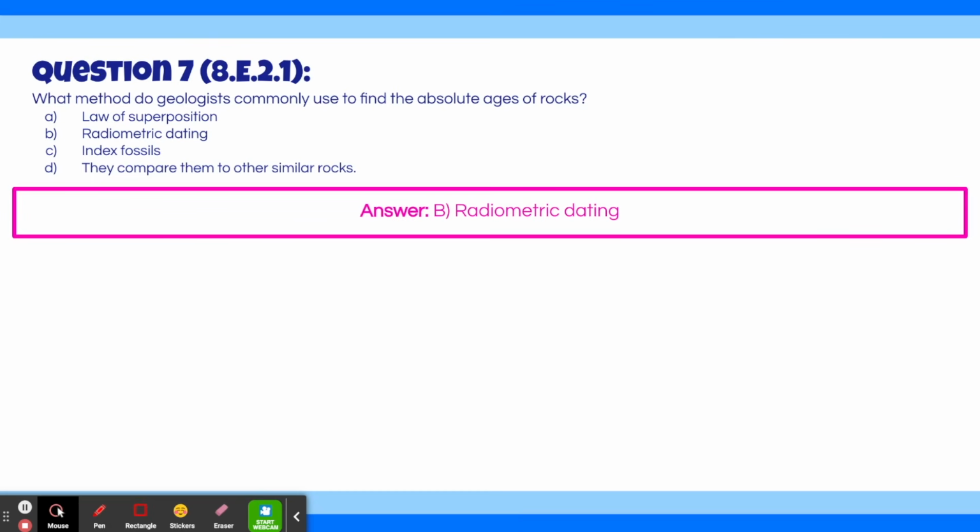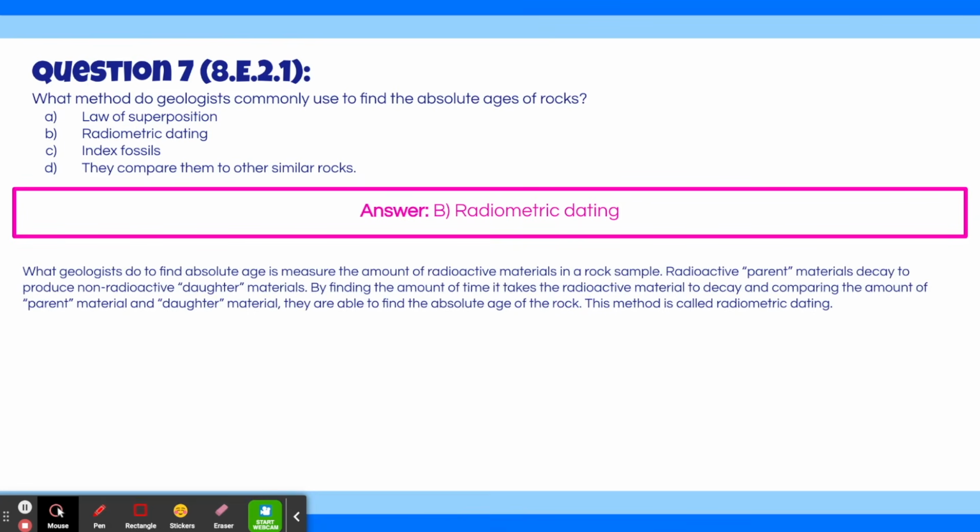Based on earlier questions, we know that the law of superposition and using index fossils are both methods of relative dating. This is because both of them only give an approximate range of how old the rocks could be, not the exact age. The same goes for comparing them to similar rocks. While similar rocks could have the same age range, A, that's not always true, and B, that's still not an absolute range. What geologists do to find absolute age is measure the amount of radioactive materials in a rock sample.